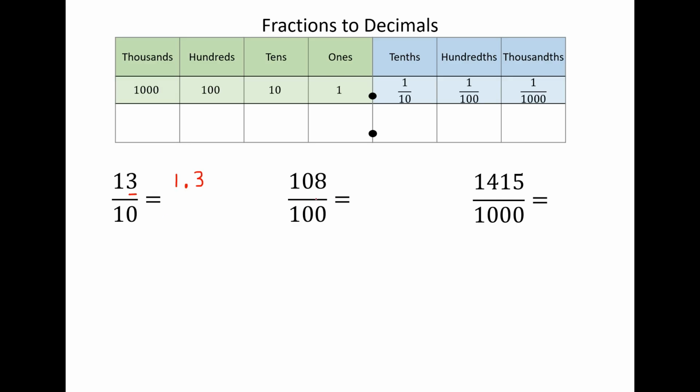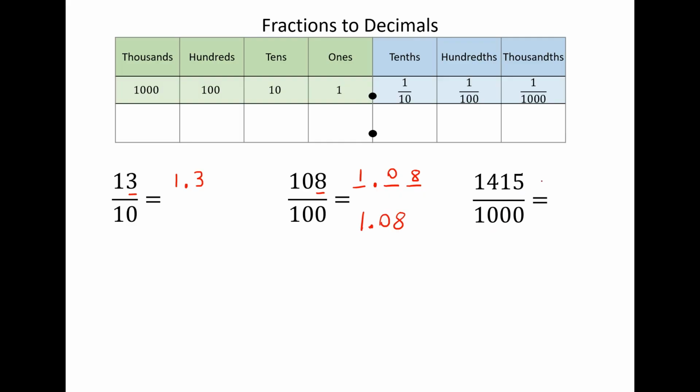For 108 over 100, because I'm in the hundreds place, I simply have 2 place values over after the decimal. I'm going to start by filling in the smallest place value, which is the hundredths, with the furthest number to the right, which is an 8. So I'm going to write 8. Then I'm going to write 0, which is next. Then I simply write the 1. So my final answer is 1.08. Perfect.